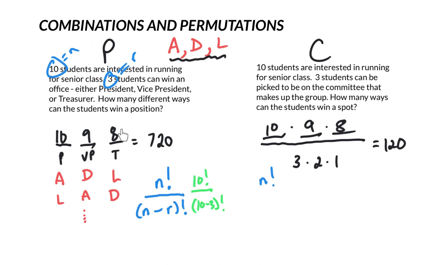We want to halt the counting. That's what the denominator does. 7 factorial would stop us at 8. So you'll usually see this formula. Now, in this case, it's probably just as easy to do 10 times 9 times 8.